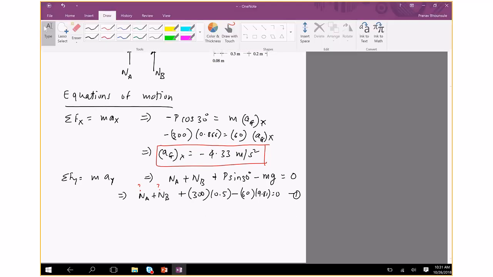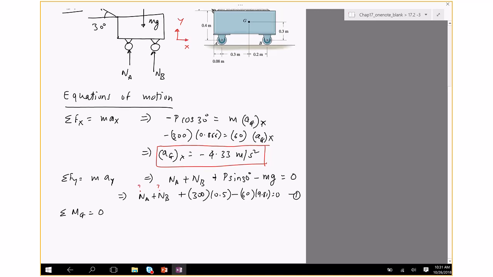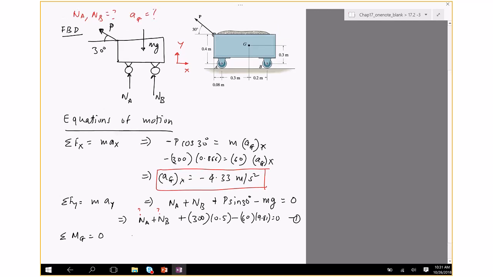So next, the last equation is that the moment about G is 0 because the trolley does not rotate. So alpha is 0. So let's look at both the free body diagram and the original figure to find the net moment at G. Okay, so from the free body diagram, there are 4 forces. So let's find the moment due to all those 4 forces. Let's start with the simple ones, NA and NB.